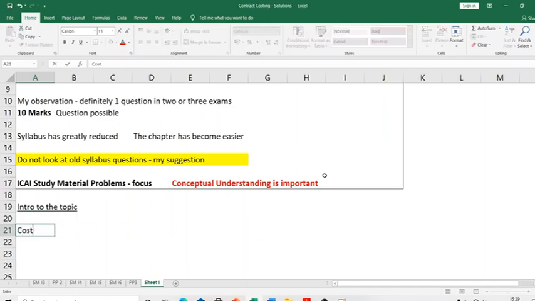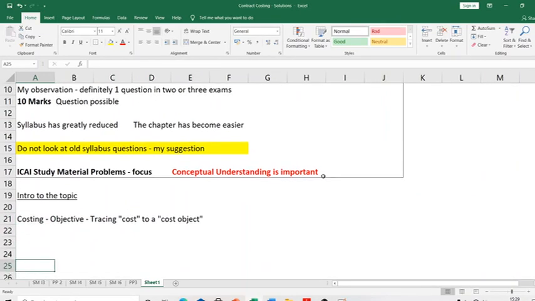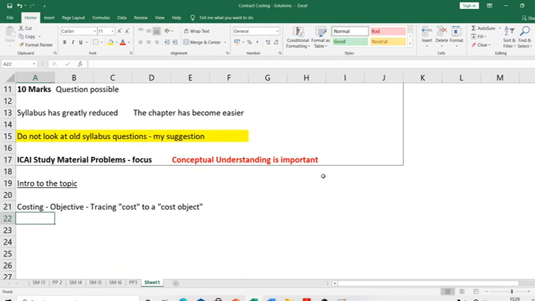See, I'm going to say that cost accounting as such has an objective, and that objective is tracing cost to a cost object. This is the goal of cost accounting, right? Tracing cost to a cost object. Now, this is how I also began lecturing on employee labor costing, right? Employee cost or labor costing. This is what I told you.